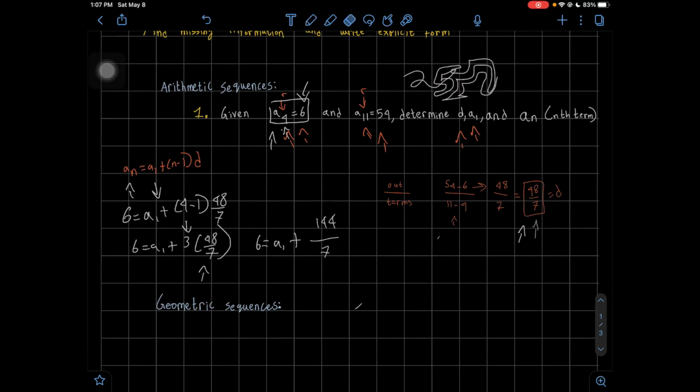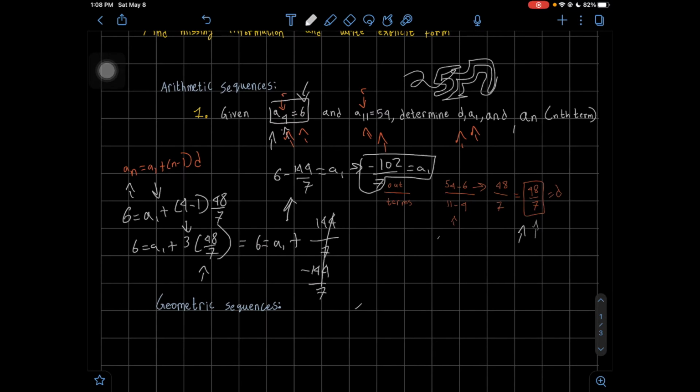Now we can isolate a1 on one side. We can subtract 144 over 7 from both sides. So we're left with 6 minus 144 over 7 equals a1. And 6 minus 144 over 7 is negative 102 over 7. This is equal to our a1 value. So now we have solved for a1.